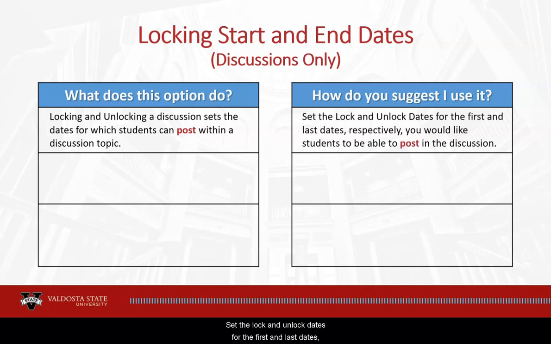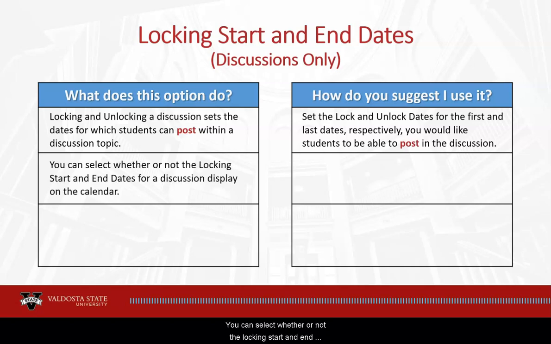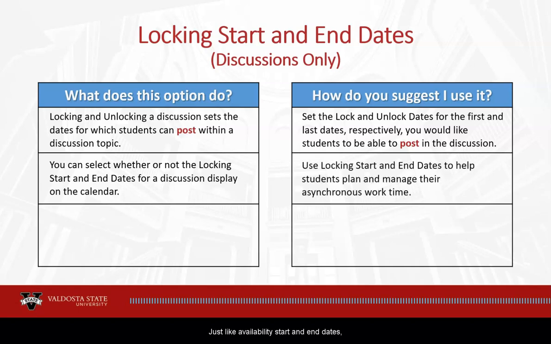Set the lock and unlock dates for the first and last dates, respectively, you would like students to be able to post in the discussion. You can select whether or not the locking start and end dates for a discussion display on the calendar. In a way, these dates serve as the due date for students to post and make comments. The lock date notifies students that they will no longer be able to post at that time. Just like availability start and end dates, displaying locking start and end dates helps students plan and manage their asynchronous work time in your course.